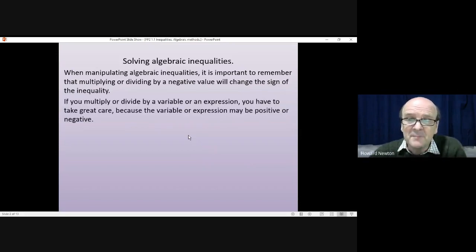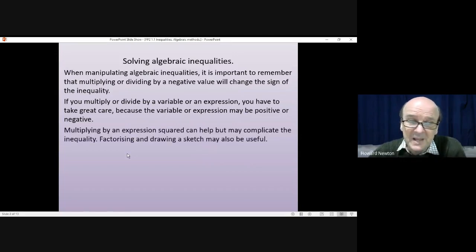If you multiply or divide by a variable or an expression, you have to take very great care. Basically, you shouldn't do it because the variable or expression may be positive or negative, unless you take care to make sure it isn't. Now, the easiest way to do that is to only ever multiply or divide by a squared expression, something which has been squared, because then you know that you're multiplying or dividing by a positive quantity. Now, this can help, and on the questions that we're doing, it does help, but on other questions, it can complicate things quite a lot.